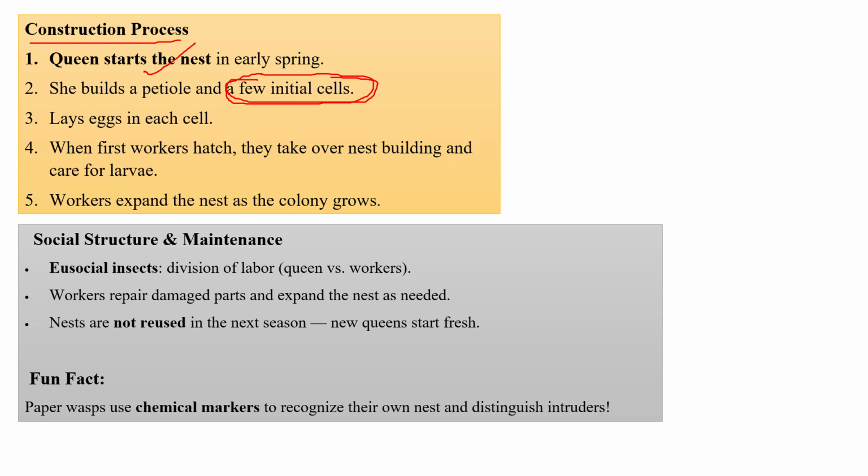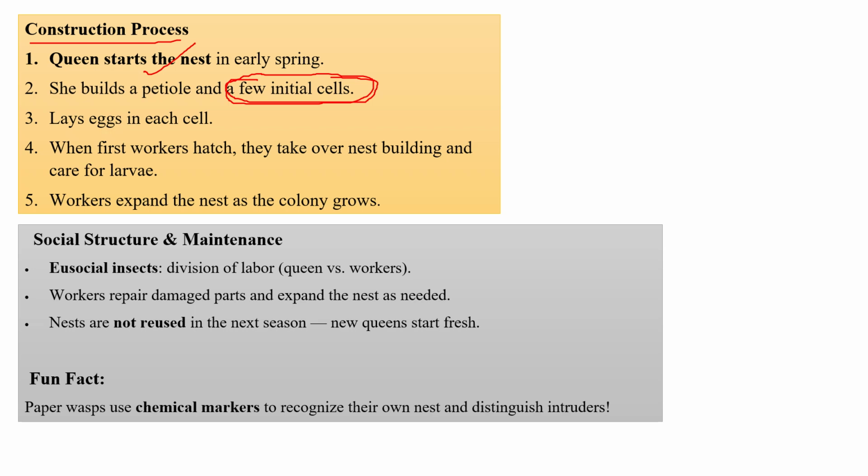Queen's function is generally reproduction. So the queen will lay an egg into each cell, and when the first workers hatch, they will take over the charge of nest building and the care of the larvae, etc. The workers will expand the nest as the colony grows, and repair the nest, for new cells to be formed as the number of members increases. At that time the workers will take that responsibility, and the queen will only do the work of reproduction.